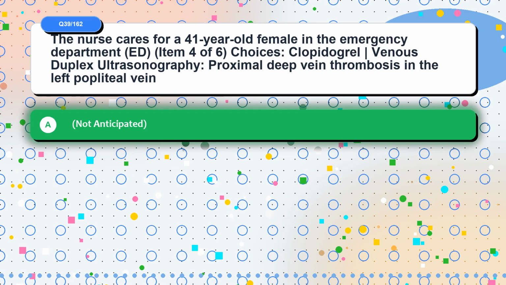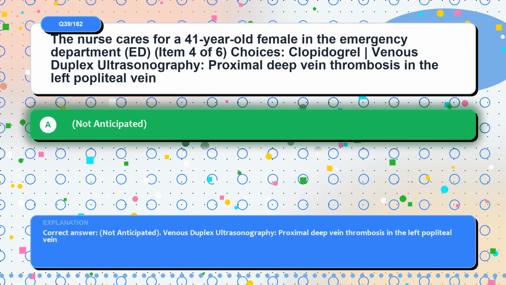The correct answer is option A. Not anticipated. Venous duplex ultrasonography: proximal deep vein thrombosis in the left popliteal vein.